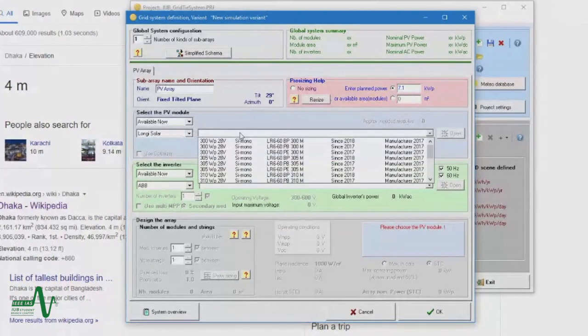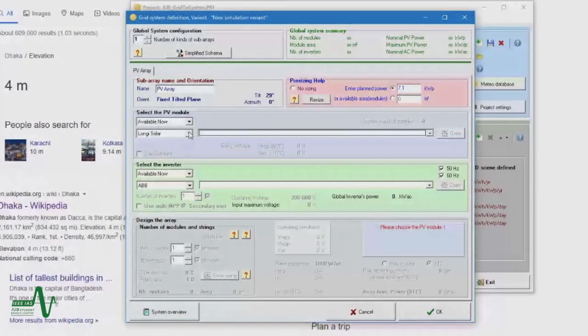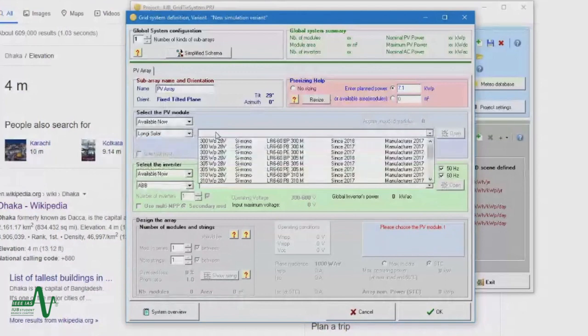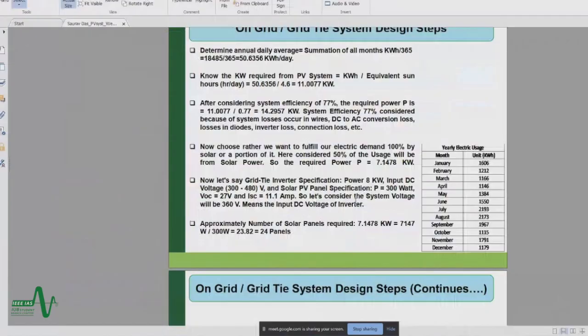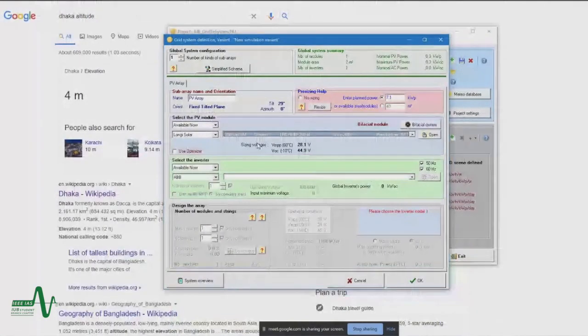So I am choosing available now. Okay, no matter what. I actually considered 300 watt power, 28 volt. As far as I can remember, we considered a 300 watt system, right? Yeah, 300 watt system for the solar panel. So I am considering that.